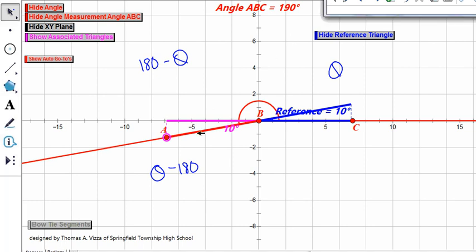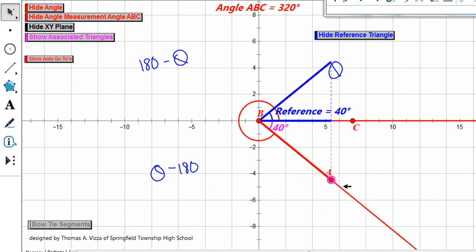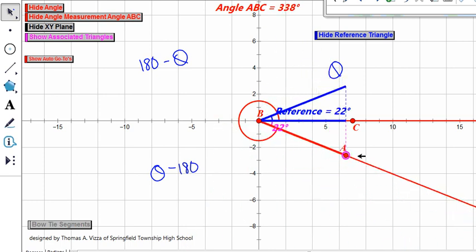And what if I in fact had something like 240? Well, 240 in for theta minus 180 gives me the appropriate reference of 60. So what is it when I'm over here in the fourth quadrant?